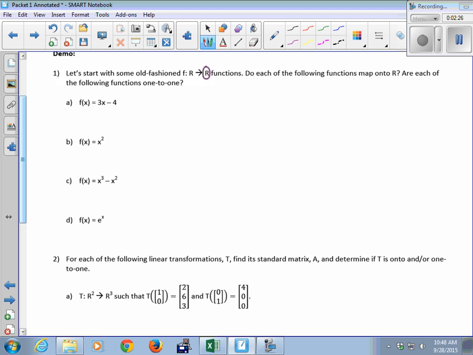So we're going to look at each of these separately. It might help to draw a quick sketch, like f of x equals 3x minus 4. That looks like a line like that, right? Is that one-to-one? Does it pass the vertical line test? Yes, because for each y, it comes from exactly one x. Is the range all real numbers? Yes, then it maps onto R. So this is one-to-one and maps onto the codomain.